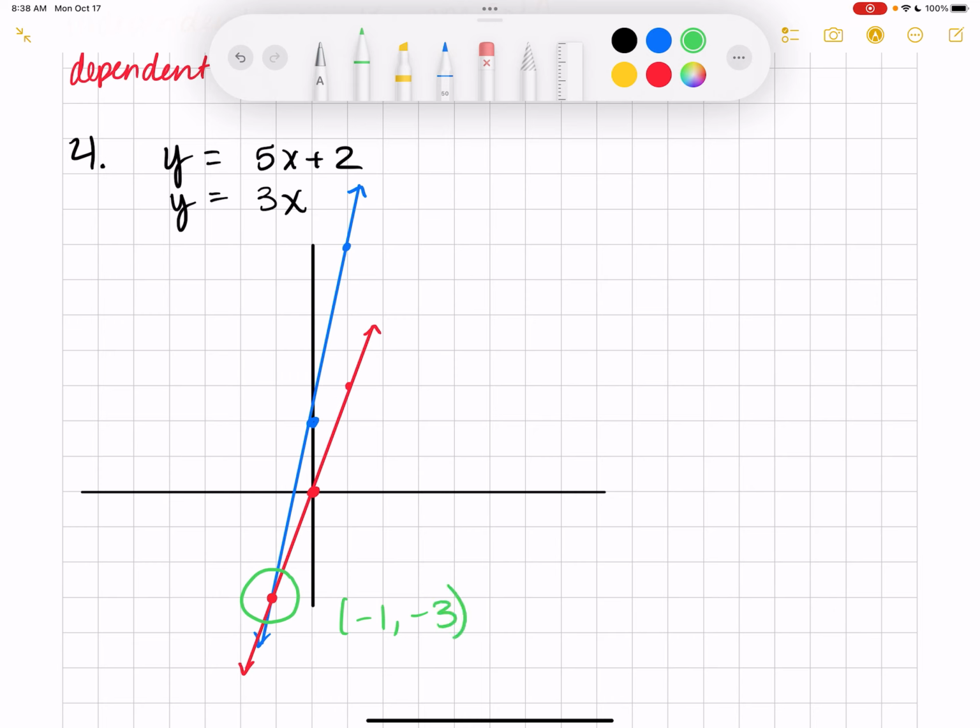And you can plug the point back in to check it as well and make sure that the point is actually a solution to the equation if you wanted to. I'll just show you really quick. So if we plugged in, -3 equals 5 times -1 plus 2, -3 equals -5 plus 2, so -3 equals -3, and so that works. That tells us that that is the solution to the equation. And as long as it works in one of them, it's fine. You don't have to check both of them. Because if it doesn't work for both of them, something's wrong.